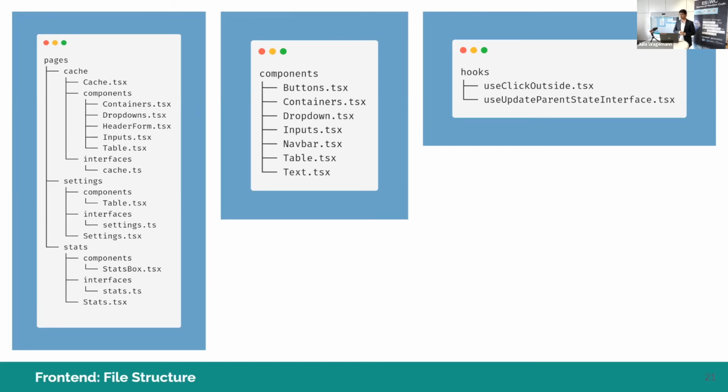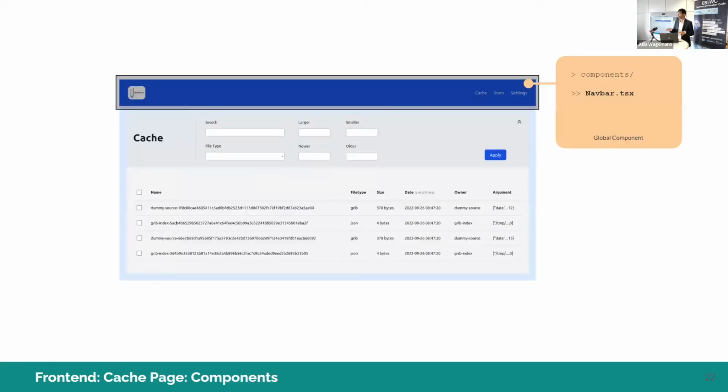And we have reusable hooks. So for example, the use click outside, that is used to close a dropdown if you click outside the dropdown. And that's a very global thing. So I have it as a global hook. And a hook is just a function, nothing fancy.